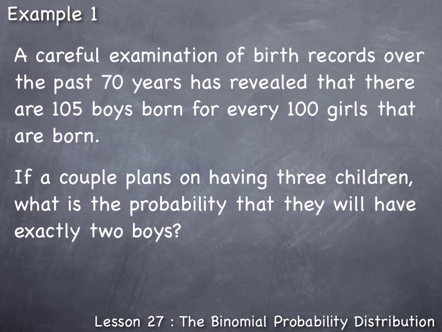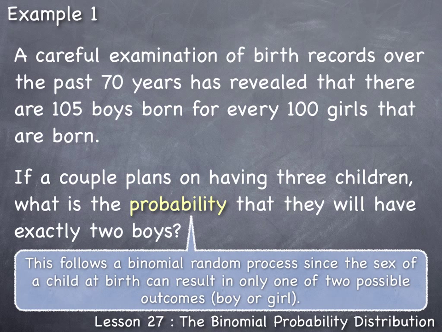Well, this question is asking for a probability. And by examining all the different approaches we can to calculating probabilities, we can see, since the problem is focusing on having so many boys born, that this follows a binomial random process, since the sex of a child at birth can result in only one of 2 possible outcomes, as it's either a boy or a girl. So we can use the binomial probability distribution to calculate this probability.